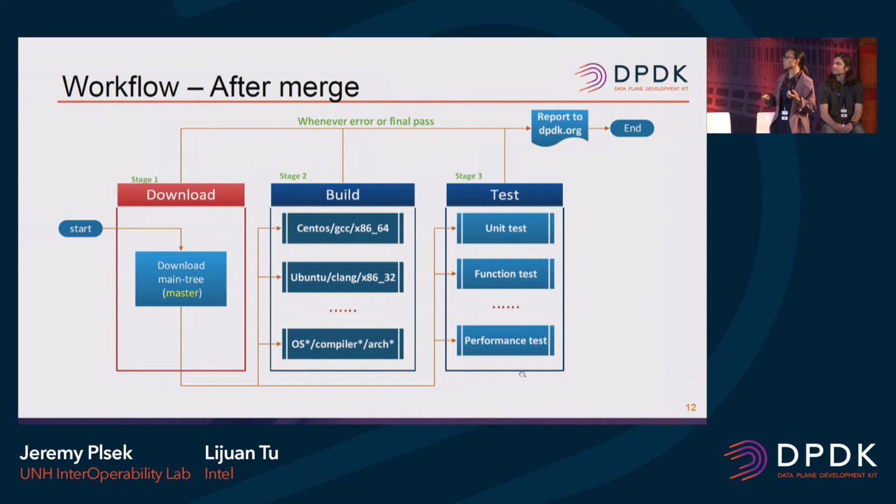For the build part, we have 15.5 combinations in the after-merge. And for the tests, we have thousands of tests, including regressions in the unit tests and the function tests on different platforms, different OSes and different compilers. This is thousands of test cases, but for performance test cases, we still don't have them. I think we will enable this test in the future.